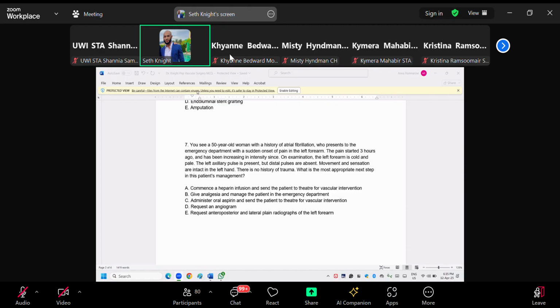And what's the surface anatomy landmark for the inguinal ring? Nice, right? And it is 1.25 centimeters above that point, right?